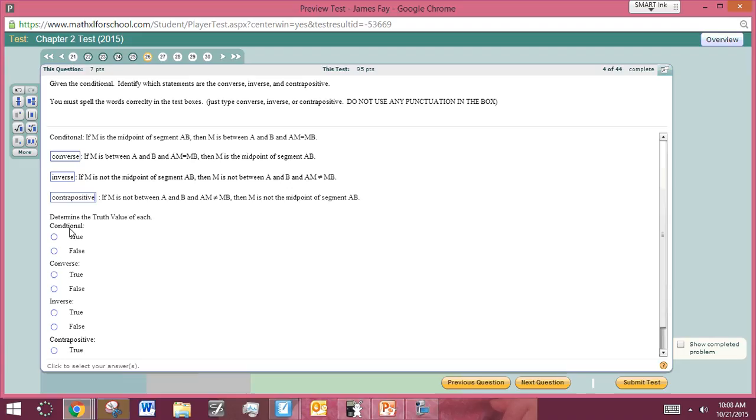So that is true. The conditional is true, so the contrapositive is true. Now the converse says if M is between A and B and AM equals MB, then M is the midpoint of segment AB. That's true. Remember, I said this is the definition of a midpoint. With definitions, they can always be written as true biconditionals, and in a true biconditional, all four of these things should be true.